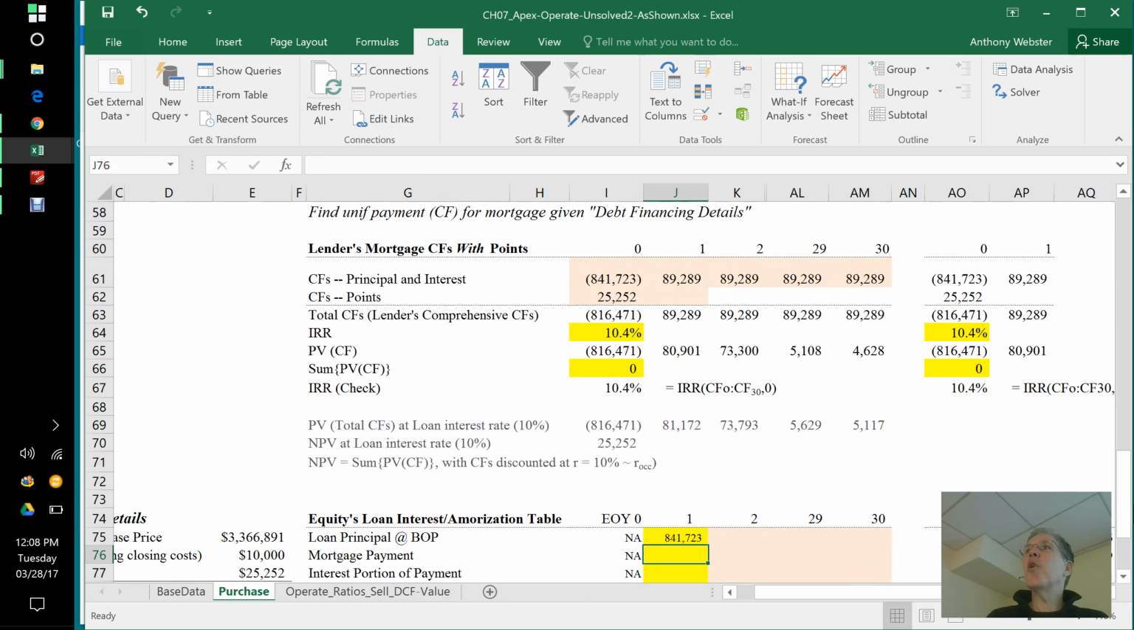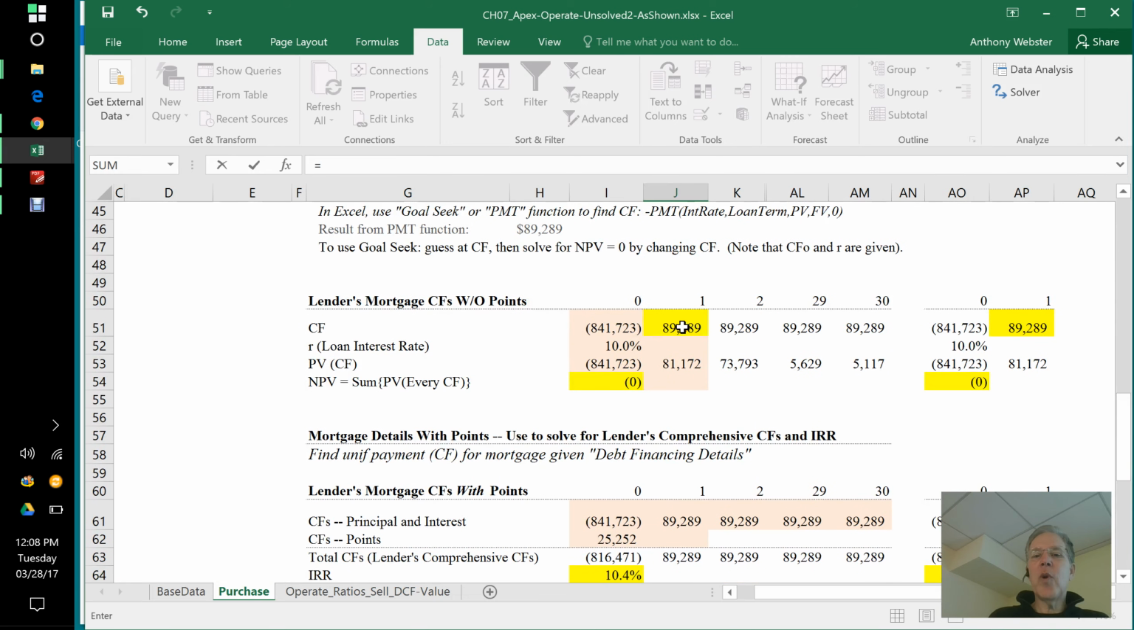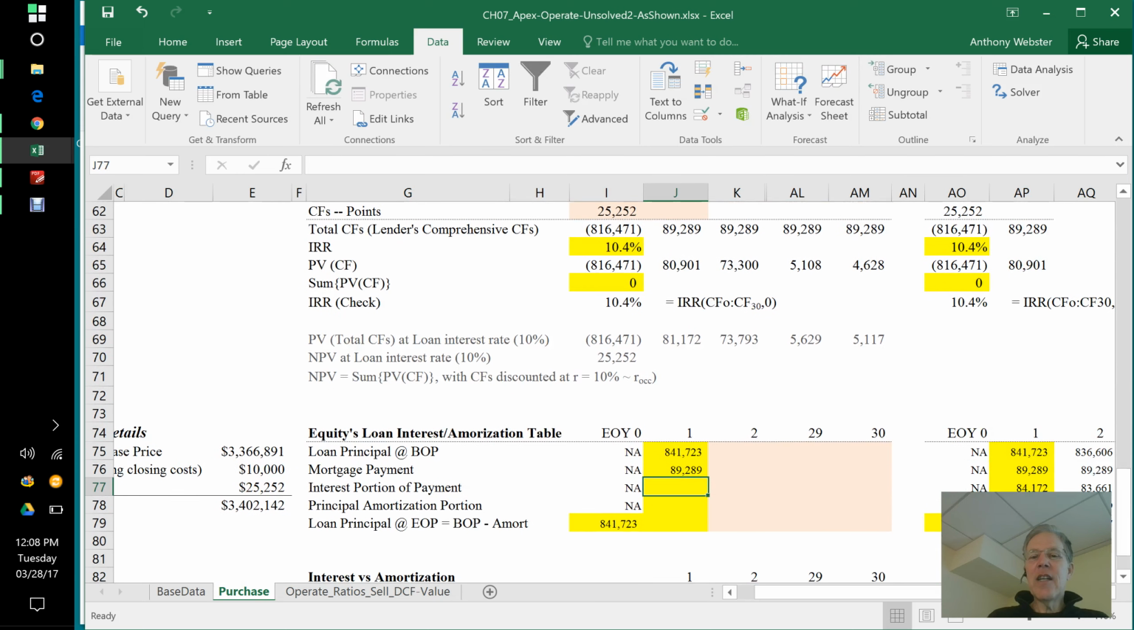Yeah. And it's a mortgage, so that's going to be true every year, right? That payment. Okay. So I'm just, again, not going to hard code that in. I'm going to go up to where we first computed that number, and I'm going to say that. So it's our 89,289. The interest portion of the payment, who remembers how to compute that?